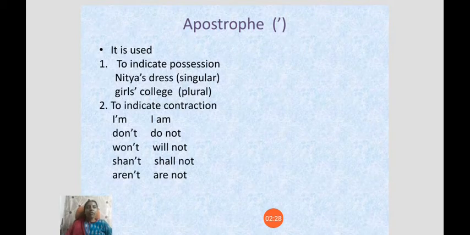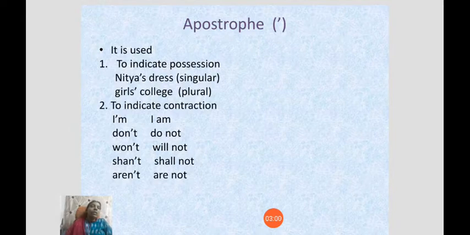First is apostrophe. When do we use apostrophe? It is used to indicate possession. Possession is belonging, to belong. If somebody has something, then we call it possessing, acquiring, having.